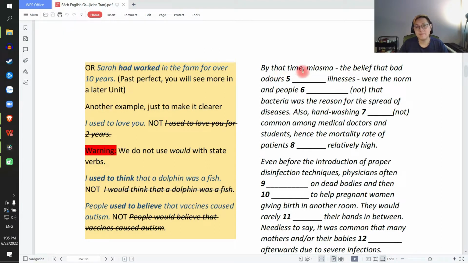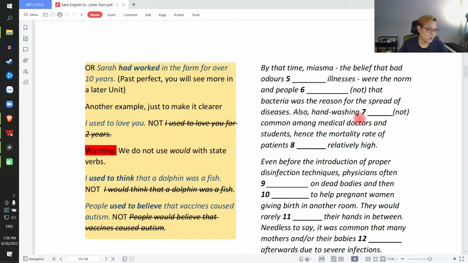Ở cái thời điểm đó, cái miasma tức là cái mùi hôi á, cái tư tưởng là cái sự lòng tin là cái mùi hôi á, nó gây ra bệnh tật đã là một cái norm, đã là một cái điều mà bình thường, và con người ta đã không có biết rằng, they didn't know rằng vi khuẩn đã là cái lý do cho sự truyền đi bệnh tật. Okay, number 7.